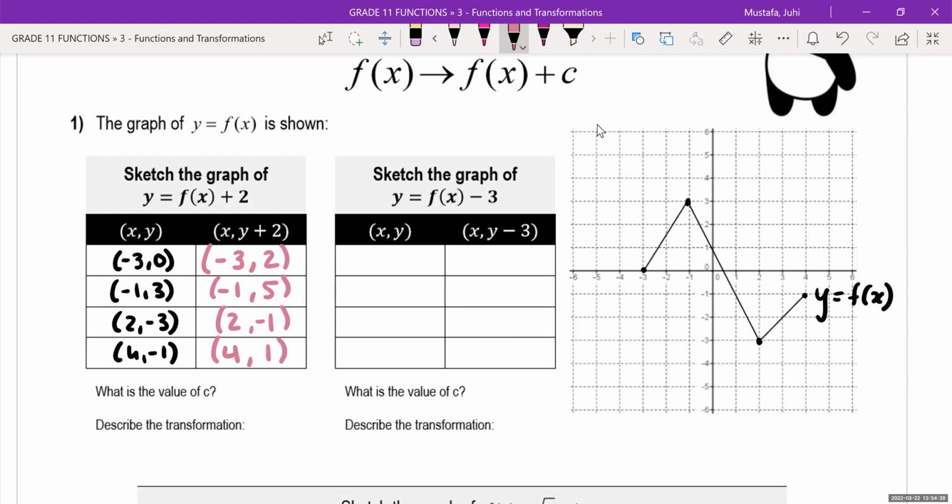Question? The y, yep, every y value. Yep.